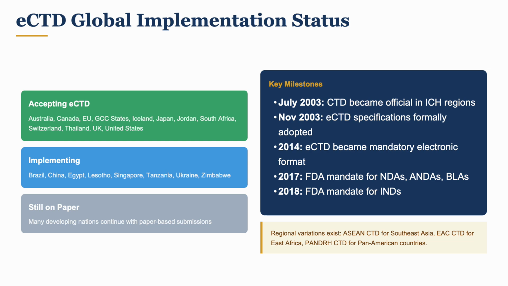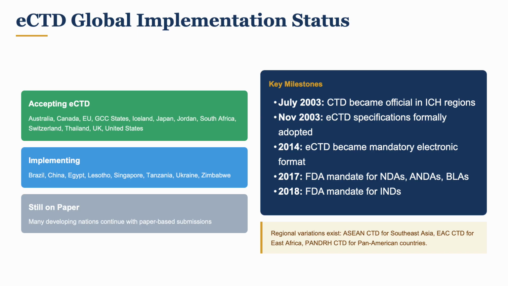In blue are countries that are implementing eCTD, working toward acceptance but not yet fully there. This includes large markets like China and Brazil, as well as smaller markets throughout Africa and Asia. In gray are countries still primarily using paper-based submissions. These tend to be smaller markets or developing nations where the infrastructure for electronic submissions isn't yet in place.